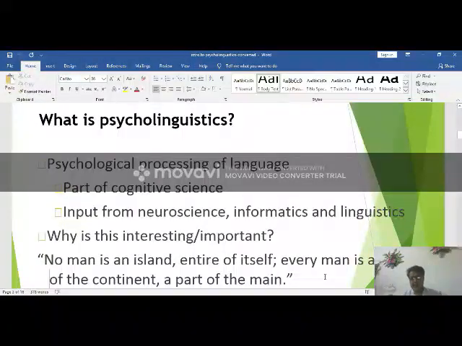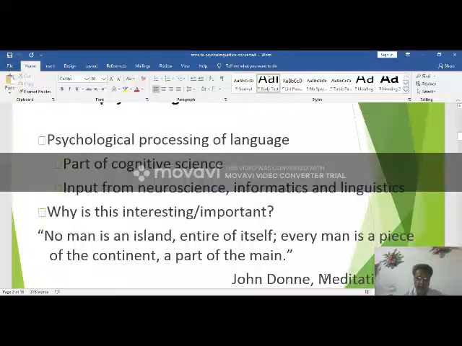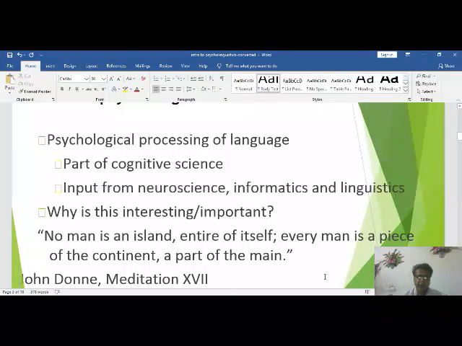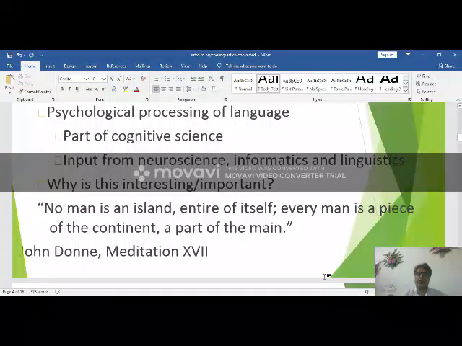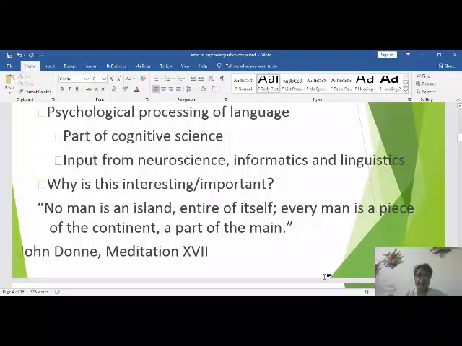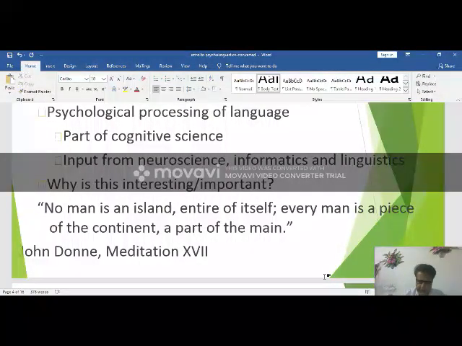Or we can say that psycholinguistics is the study of the psychological processing of language, right? What psychological processing takes place of language in the human mind. We can also say that psycholinguistics is a part of cognitive science. We can also take some input from neuroscience, informatics, and linguistics.